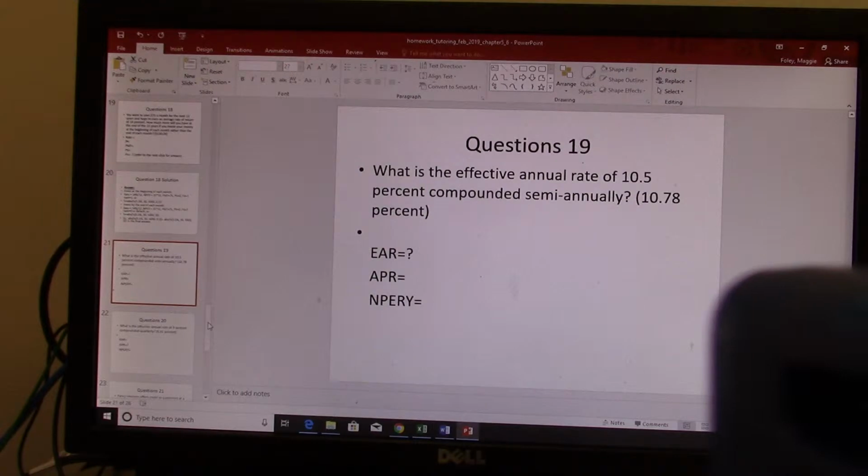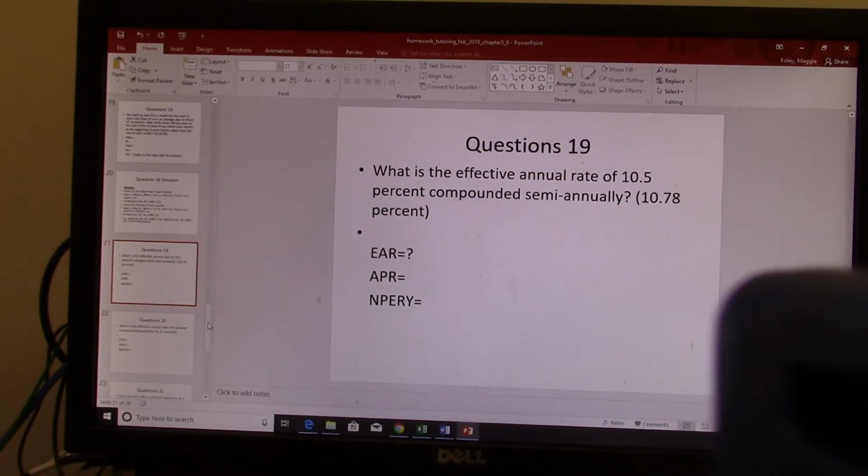Question 19. This is about the effective annual rate question, an APR question. So what is the effective annual rate of 10.5% compounded semi-annually? There's no other information at all.